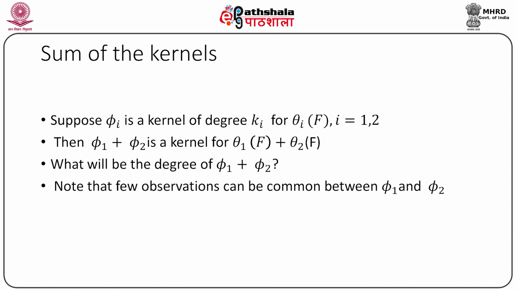In parametric inference, the sum of two unbiased estimators is also unbiased for the sum of parametric functions. So, what can we say in the non-parametric case? Suppose phi1 is a kernel of degree k1 for the functional theta1, and phi2 is a kernel of degree k2 for theta2. So, what will be the degree of phi1 plus phi2? Observe that phi1 plus phi2 is a kernel for theta1 plus theta2. But keep it in mind that a few observations can be common between phi1 and phi2.